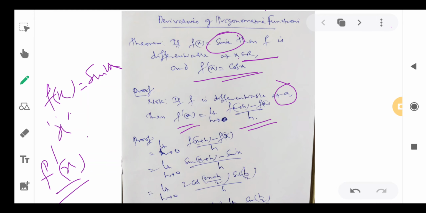Here a general function f of x is given. In our case f of x is sin x. So at a point a we are finding the derivative, that is f dash a is equal to limit h tends to 0 of f of a plus h minus f of a by h. In our case the function is sin x. So wherever a is there, we write a plus h, a small increment.